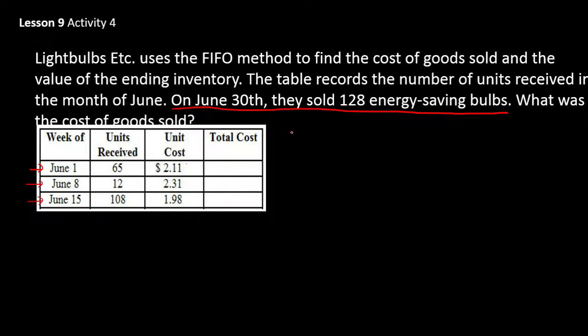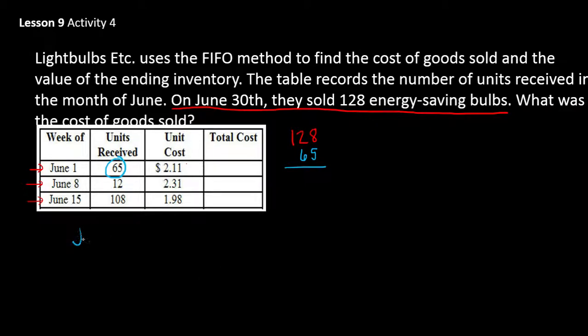Now, I had 128 light bulbs. So I would have sold any inventory from June 1st I could. I never would have dipped into June 8th or June 15th inventory if I still had stuff left from the 1st. So if I sold 128, I must have sold all 65 units from June 1st, okay? I sold 128, and I said, well, I have 65 from June 1st, so I'm going to start by selling all of those.